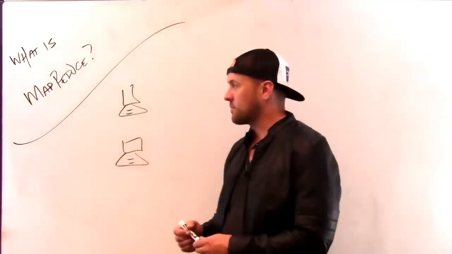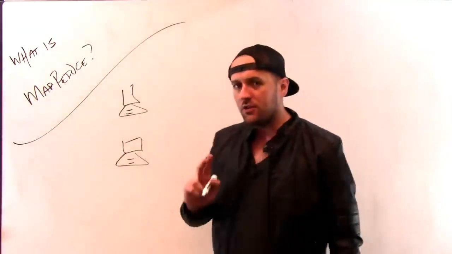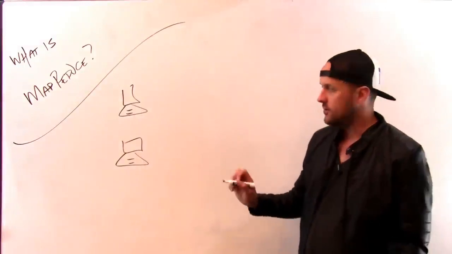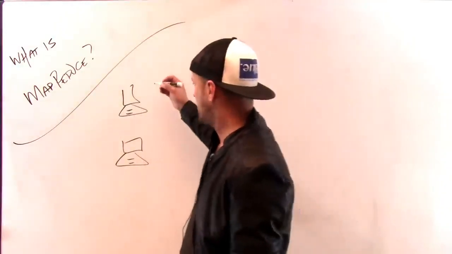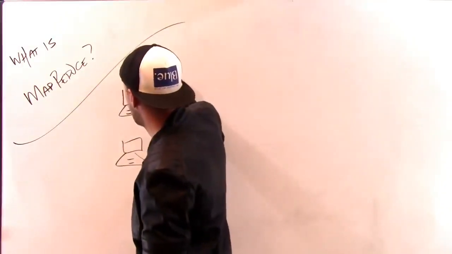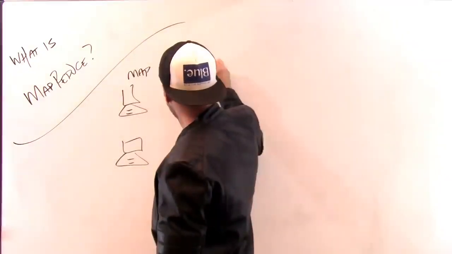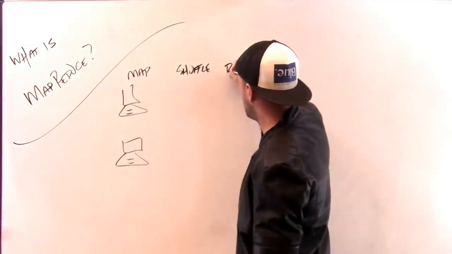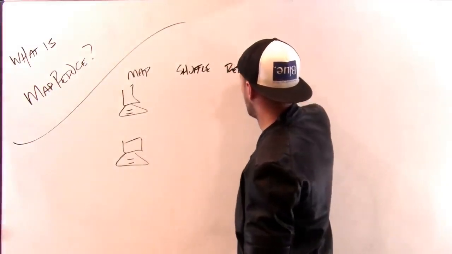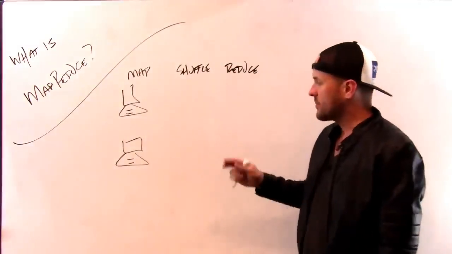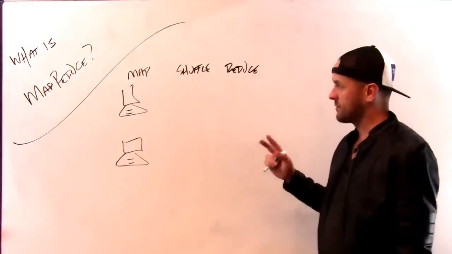Let's talk about how MapReduce works. So MapReduce forces you to break what you're trying to do into 3 stages. The first is map. The second is a shuffle stage. And the third one, as hinted by the name, is reduce. Let's talk about how map, shuffle, and reduce work.